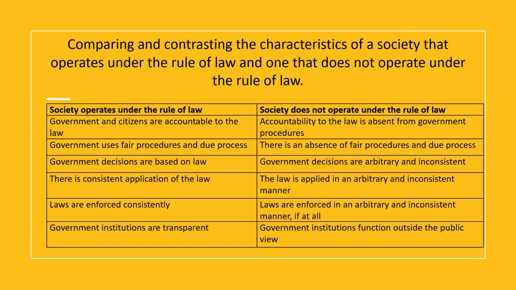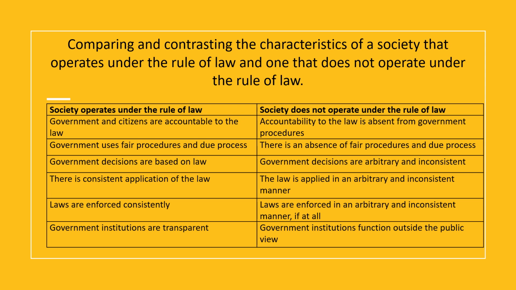In a society that operates under the rule of law, we also have government decisions that are based on law, but government decisions are arbitrary and inconsistent in a society that does not operate under the rule of law. There is also consistent application of the law, and without operating under the rule of law, the law is applied in an arbitrary and inconsistent manner.